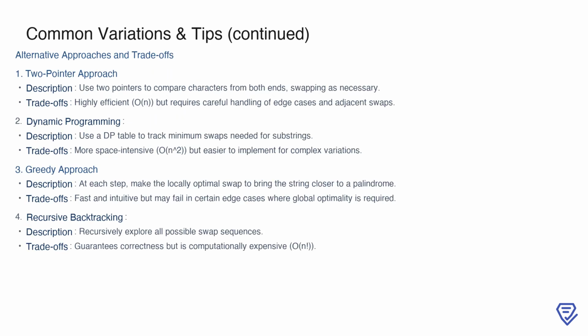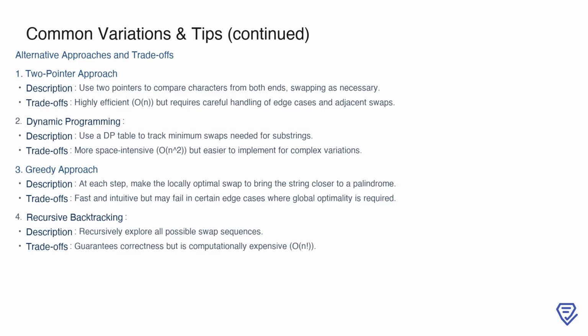There are several alternative approaches and trade-offs you can consider when solving this problem. The two-pointer approach is one of the most efficient strategies. By using 2 pointers to compare characters from both ends of the string and swapping as needed, you can achieve an O(n) solution. However, this method requires careful handling of edge cases, particularly adjacent swaps.